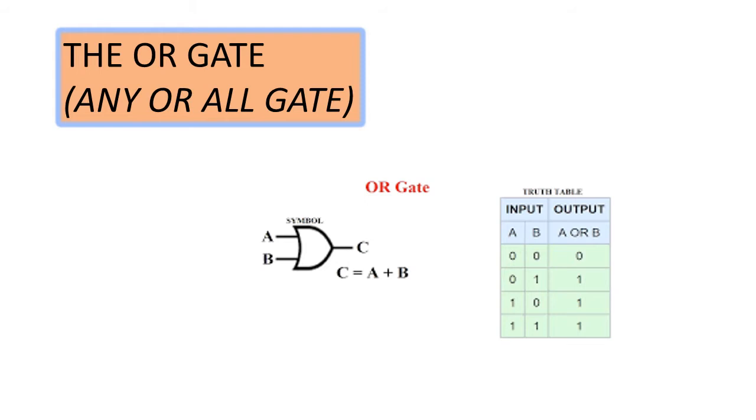The logic symbol and the truth table of a two-input OR gate is shown in the figure. Note that the output is 1 even if one of its inputs is 1. The symbol for OR operation is plus. So C equals A plus B, that is A OR B. If the value of A is 0 and B is 0, what is the output? The output will be 0. If the value of A is 1 and B is 0, what is the output? The value of C, which is the output, is 1.